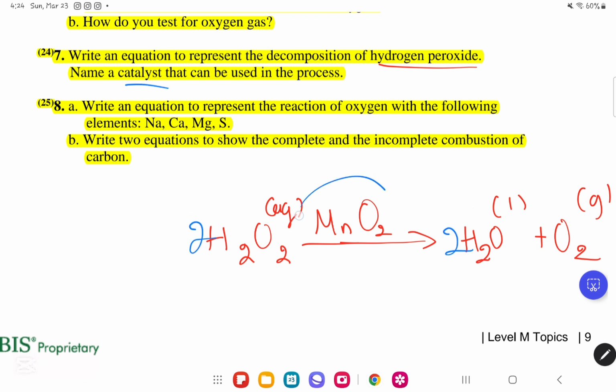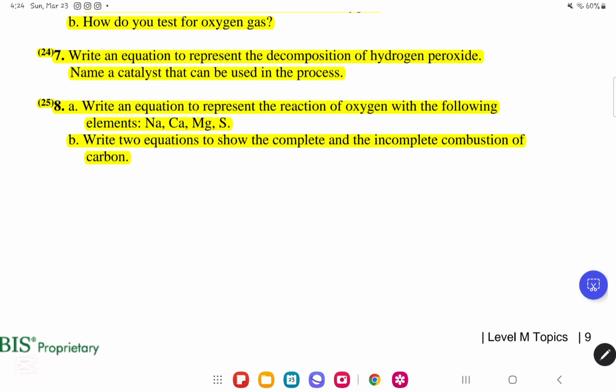Now, the catalyst is MnO2. Write an equation to represent the reaction of oxygen with Na, Ca, Mg, and S. So let's see what happens. Na is a solid. It will react with oxygen gas. And let us see what product it will make.